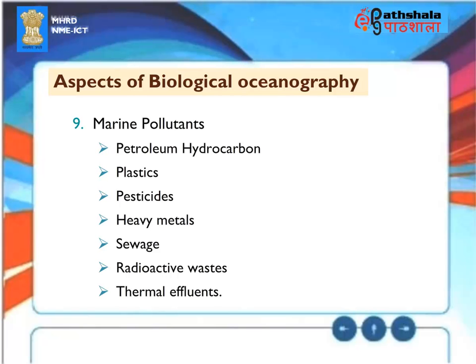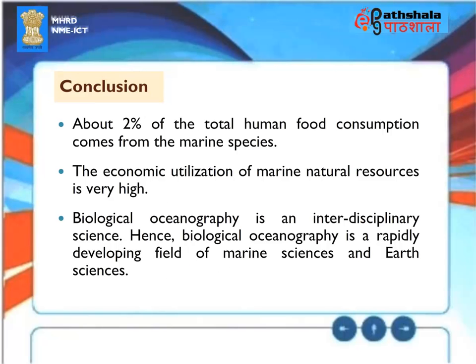Conclusion. About 2% of the total human food consumption comes from marine species. The economic utilization of marine natural resources is very high. Biological oceanography is an interdisciplinary science. Hence, biological oceanography is a rapidly developing field of marine sciences and earth sciences.